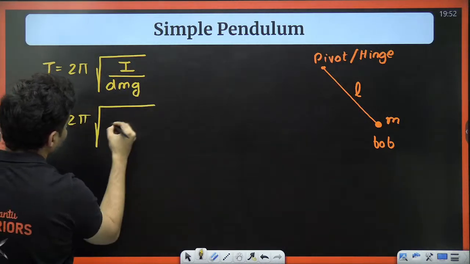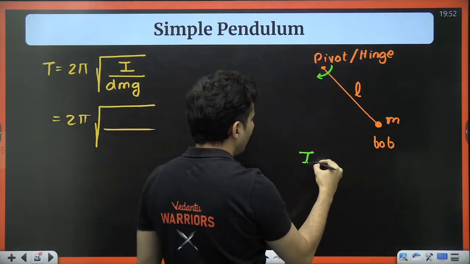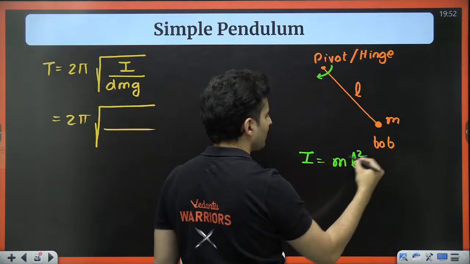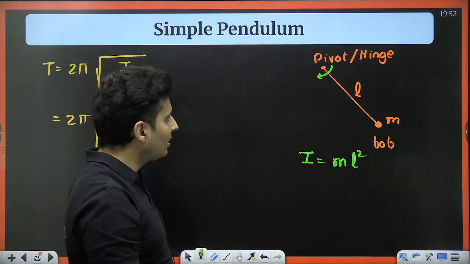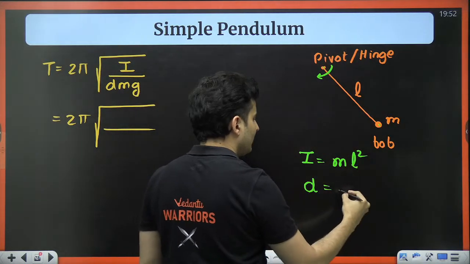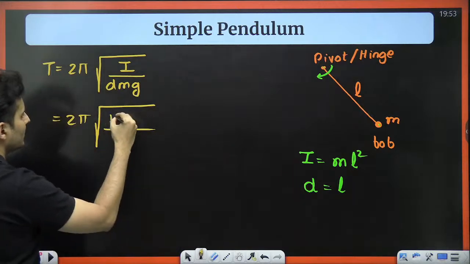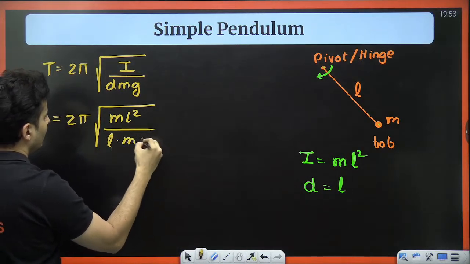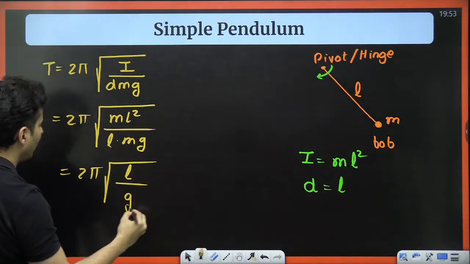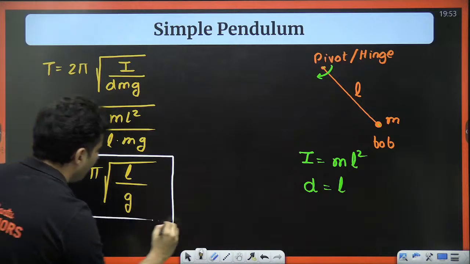Observe what will happen. Since it's a point mass, this is the point about which it rotates. For the moment of inertia, I'll just use the mr² formula. r over here is L, so just mL². The distance of the center of mass from the pivot is just going to be L. So here I'm just going to substitute these values: mL², d is L, here L m g. So the time period is 2π root, m cancels, L cancels, 2π root L by g. That is the formula. Time period is 2π under root L by g.